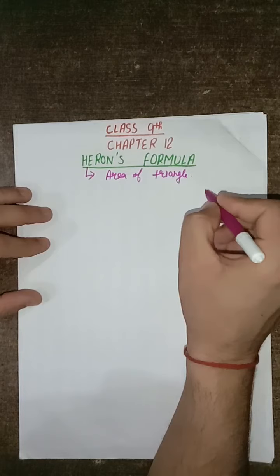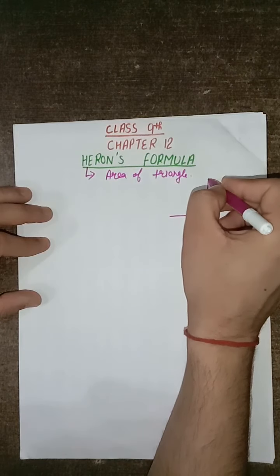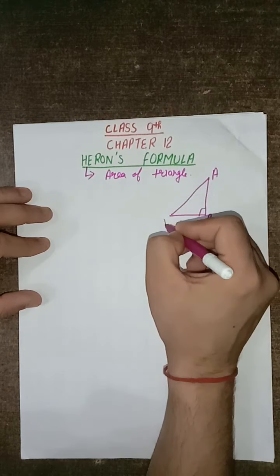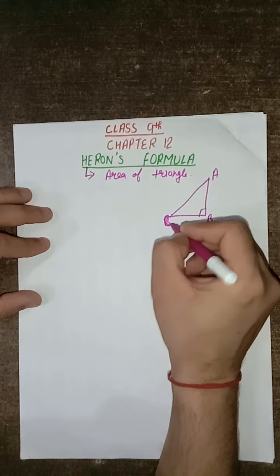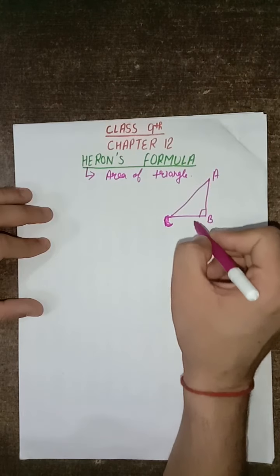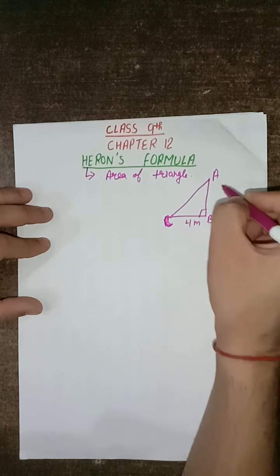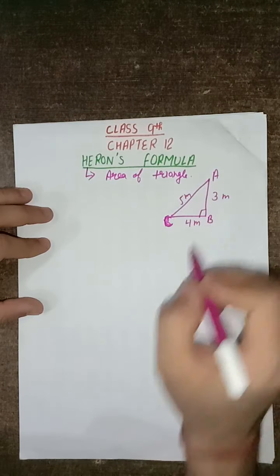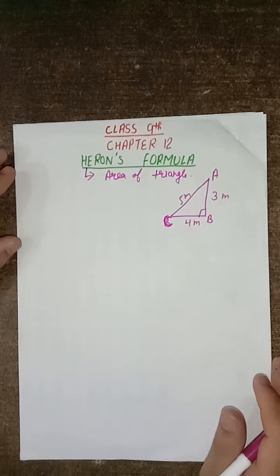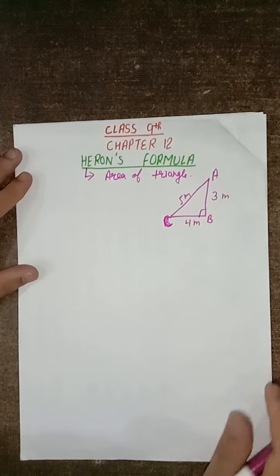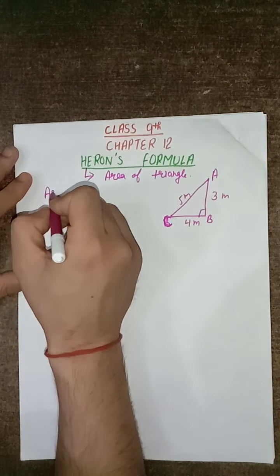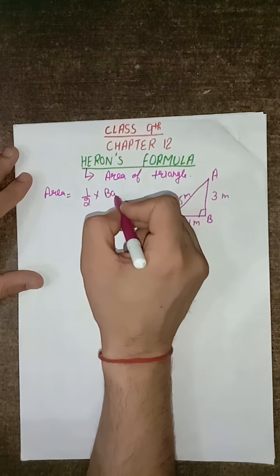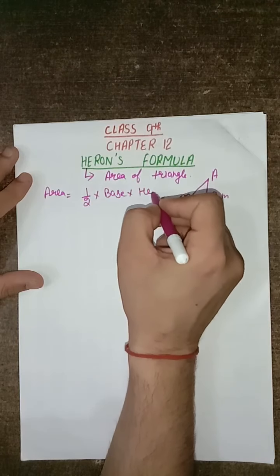And if my triangle is this right angle triangle, where the right angle is at B, say ABC, and my BC is 4 meter and AB is 3 meter and AC is 5 meter, then how will we find the area of this right angle triangle? You already learned that the area of a triangle is half into base into height.